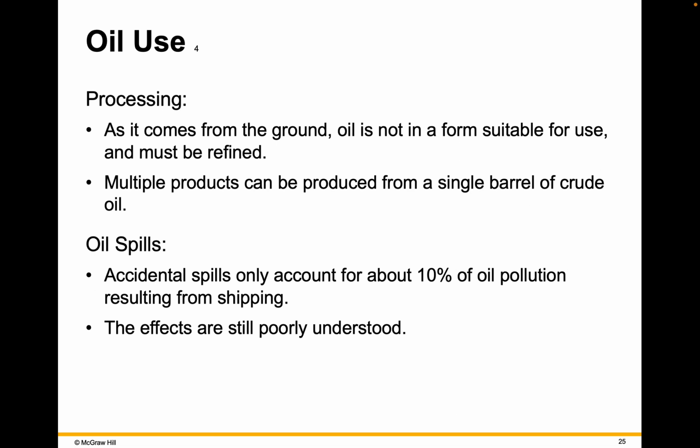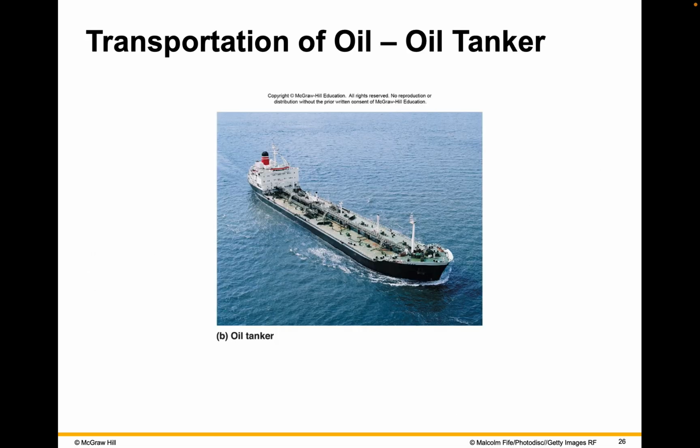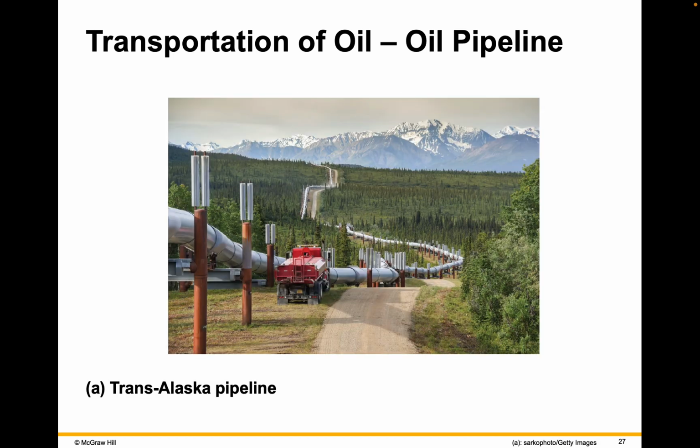Multiple products can be produced from a single barrel of crude oil. And we know that sometimes there are oil spills. Accidental spills only account for about 10% of oil pollution, and that from shipping. And the effects are still poorly understood. Here's a picture of a giant oil tanker. This is the Trans-Alaska Pipeline.